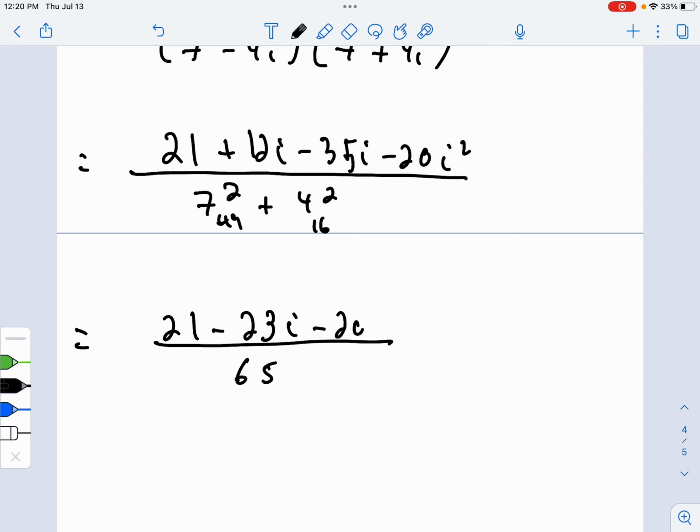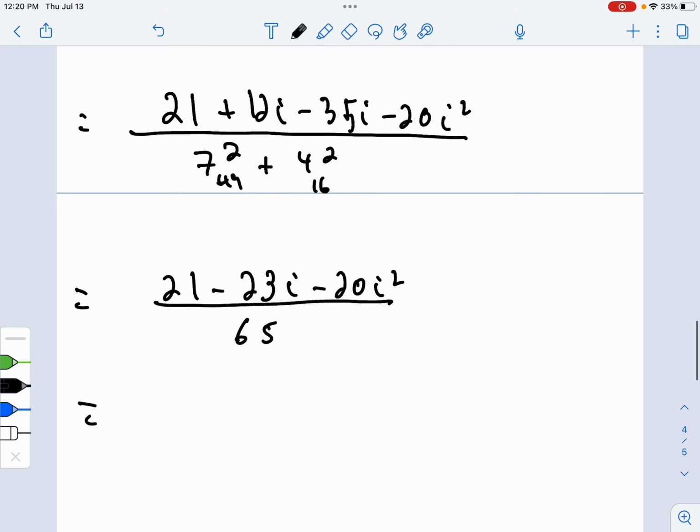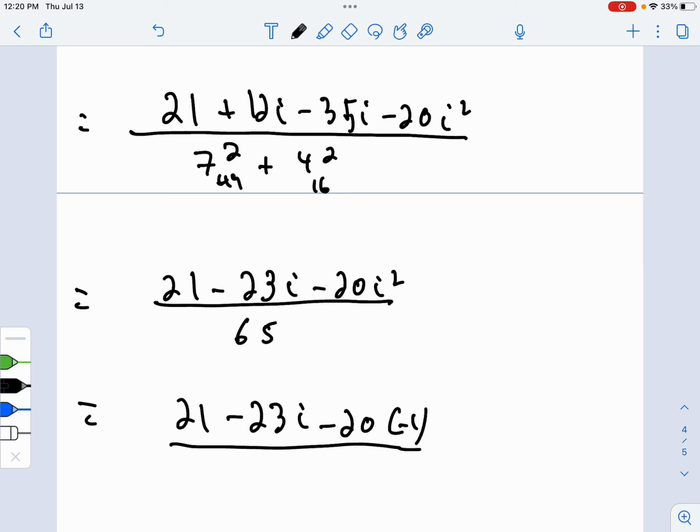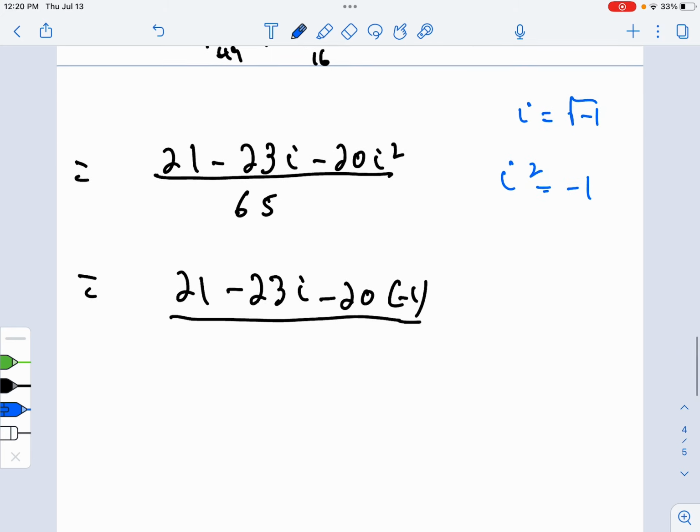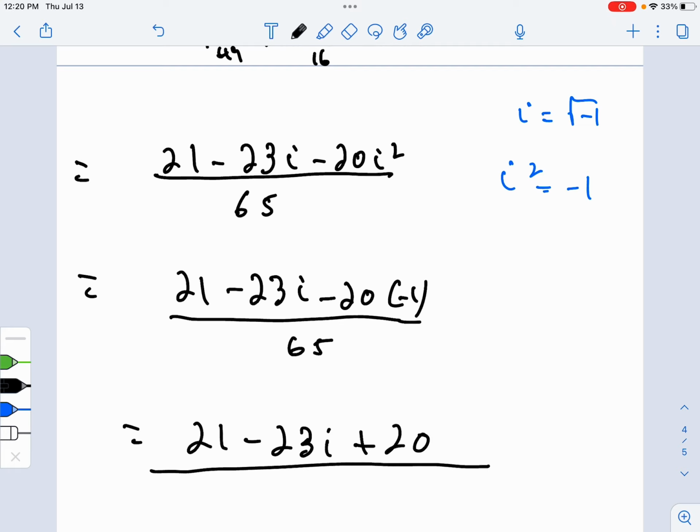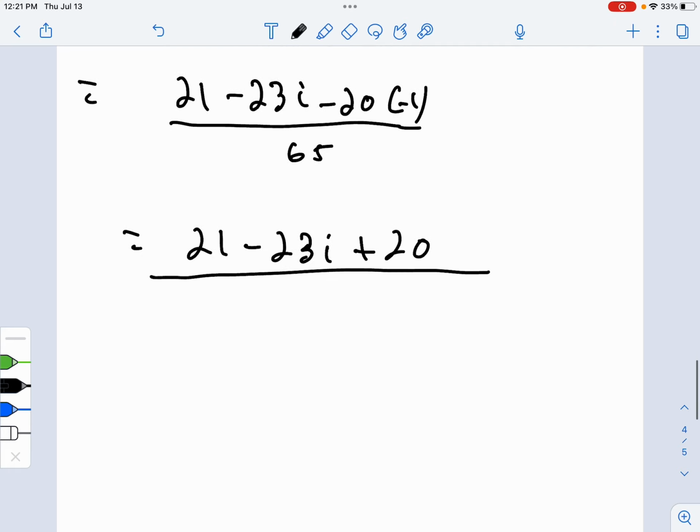Then we have minus 20i squared, and i squared is negative 1. That's a result from the definition of i, which is the square root of negative 1. So that i squared turns into a minus 1. 20 times minus 1 is negative 20, with another negative makes it positive 20. So you get 41 minus 23i over 65, after adding the 21 and the 20.